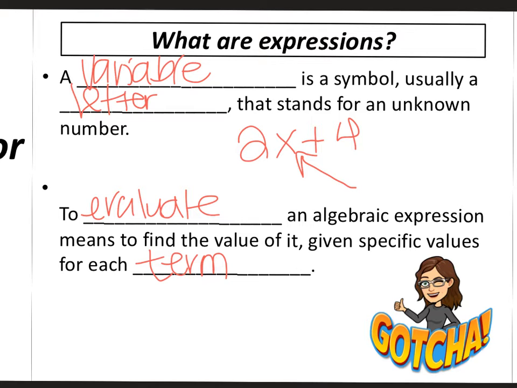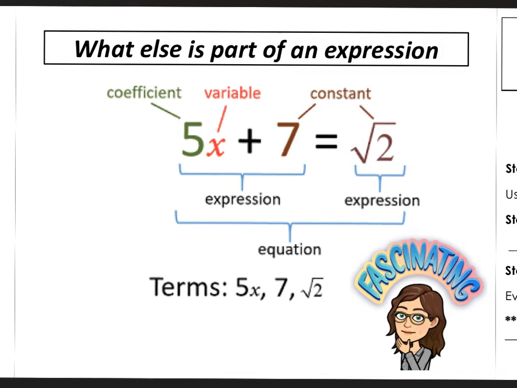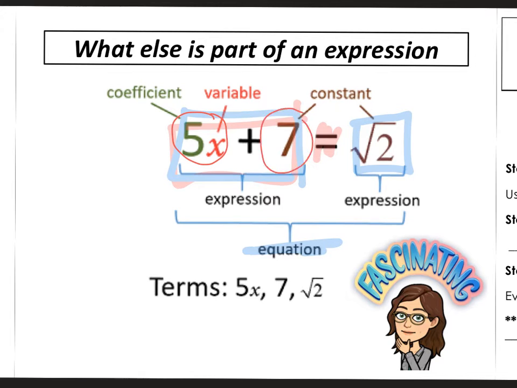Okay, so let's look a little bit further at what is an expression. An expression is a combination of terms put together with operations. In this case, we actually have two expressions and they're set equal to each other. An expression does not have the equal sign. This whole thing put together is called an equation, but just this is called an expression, and just this is an expression. So the first expression that we have actually has two terms. This 5x is a term and this 7 is a term.